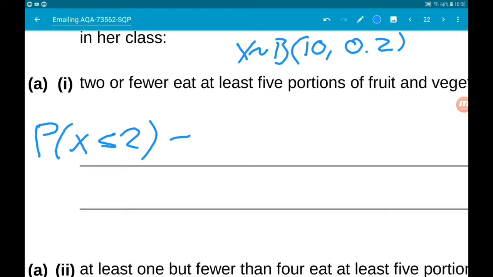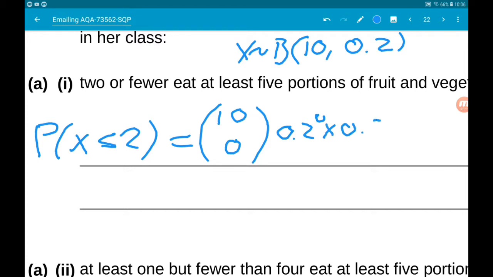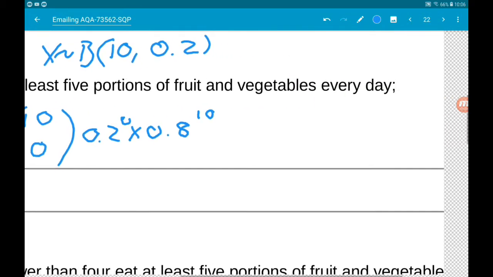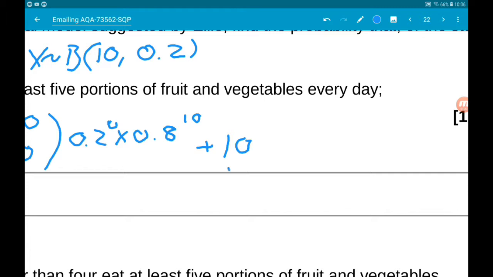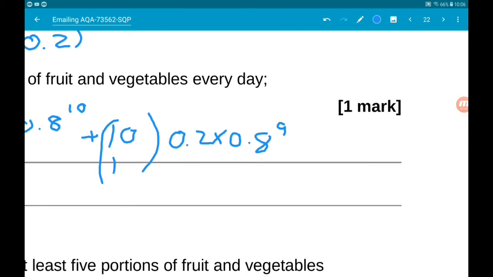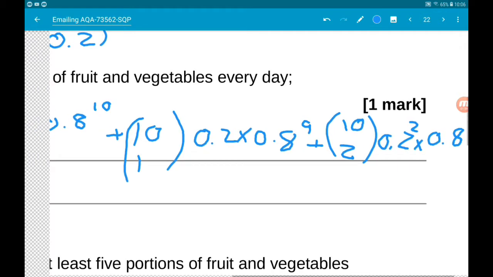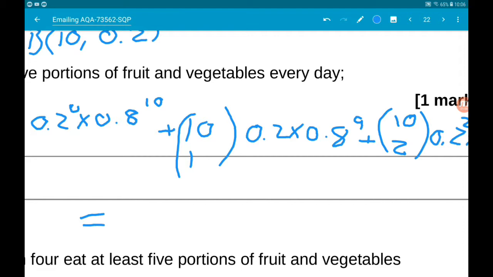So, doing it manually, for those that like to, we would get 10 choose 0 times 0.2 to the power 0 times 0.8 to the power of 10, add 10 choose 1 times 0.2 times 0.8 to the power of 9, add 10 choose 2 times 0.2 squared times 0.8 to the power of 8. So, whichever way you do it, to 3 decimal places, we should get 0.678. Cool.